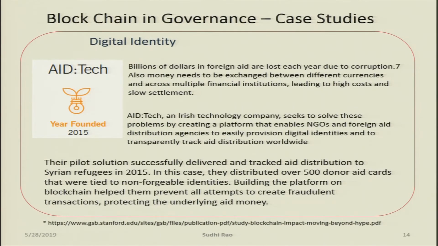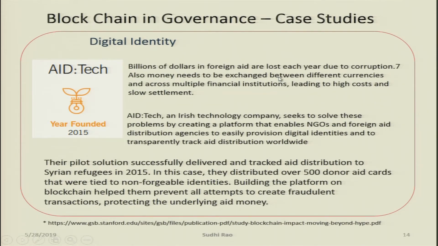Digital identity, an organization called 8Tech, founded in 2015. Billions of dollars in foreign aid are lost each year due to corruption. Aid is one area where every year billions of dollars are provided in aid, but a big chunk of it gets lost due to corruption, and aid agencies are never sure that the aid they provided reached the real beneficiaries or was it stolen. They can never be sure how much of it was lost.